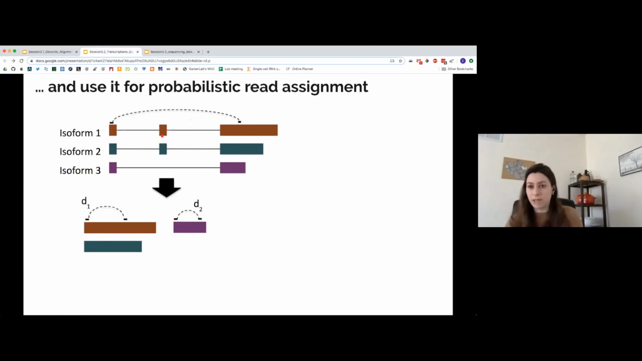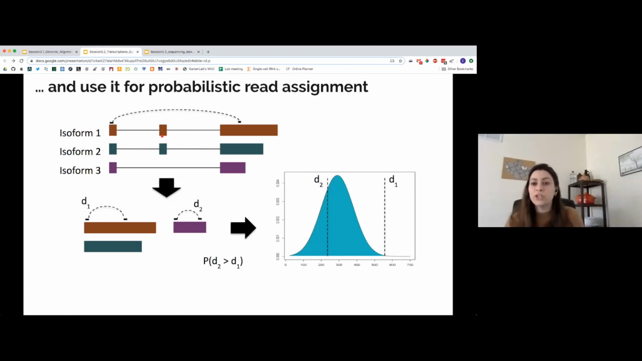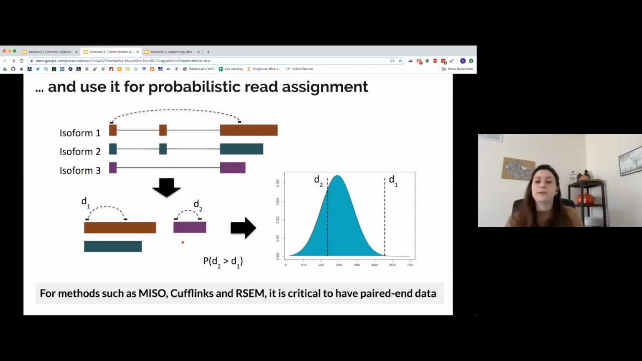this middle exon. All right, so according to our distance size distribution, which of these is more likely to have given origin to this pair of reads? Based on this distribution you calculated, you see that it's much more likely that this pair of reads came from isoform 3. And this is the basic strategy that methods like MISO, Cufflinks, and RSEM rely on. Because of that, it is critical that you have paired-end data for this kind of analysis.